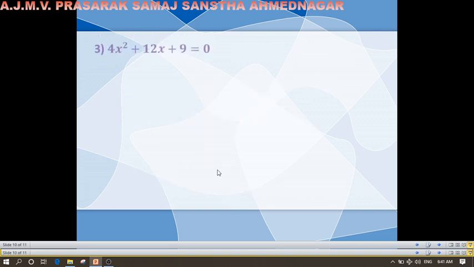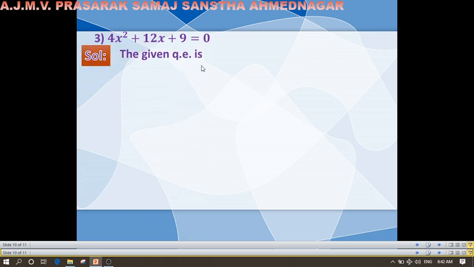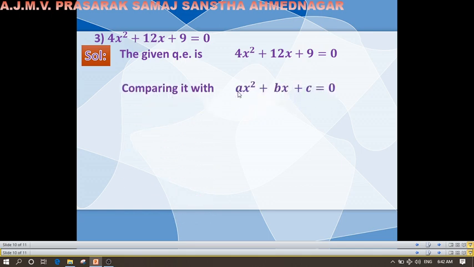Take the third example, 4x square plus 12x plus 9 is equal to 0. The given quadratic equation is 4x square plus 12x plus 9 is equal to 0. Comparing it with the standard form of quadratic equation ax square plus bx plus c is equal to 0, we have a is equal to 4, b is equal to 12 and c is equal to 9.